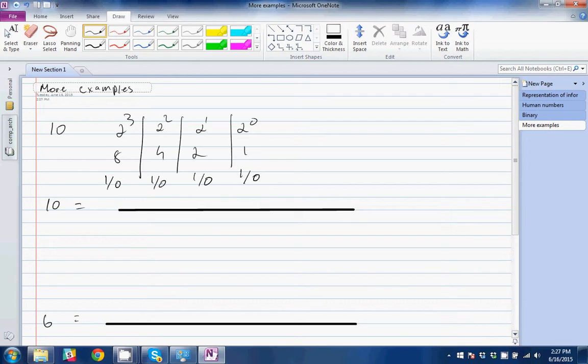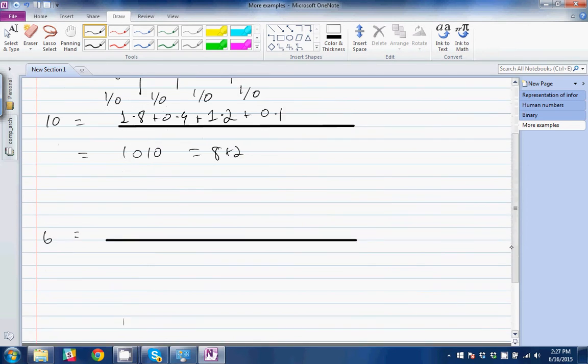Now that you're back, let's do this. So 10, it's going to be a 1 in the 8's place, a 0 in the 4's place, a 1 in the 2's place, and a 0 in the 1's place. So 10 is 1, 0, 1, 0. 8 plus 2.